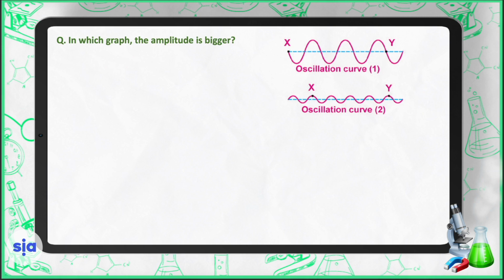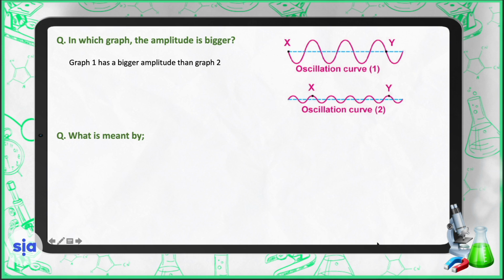Now, in which graph is the amplitude bigger? We have graph 1 and graph 2. In graph 1, the amplitude is bigger than in graph 2. It's obvious that the wave is moving away from the point of rest more than in graph 2.